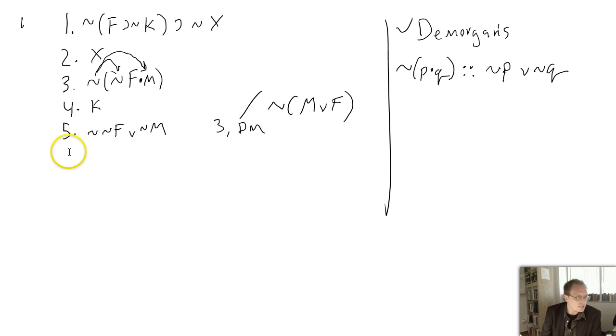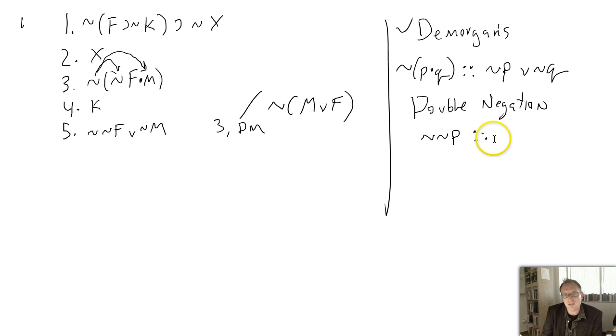Now, whenever I see a double negation, I have to remember the double negation rule. Double negation rule says that not not P is logically equivalent to P, right? So we should clean that up too. That means we're going to end up with F or not M, and that's line 5, double negation.